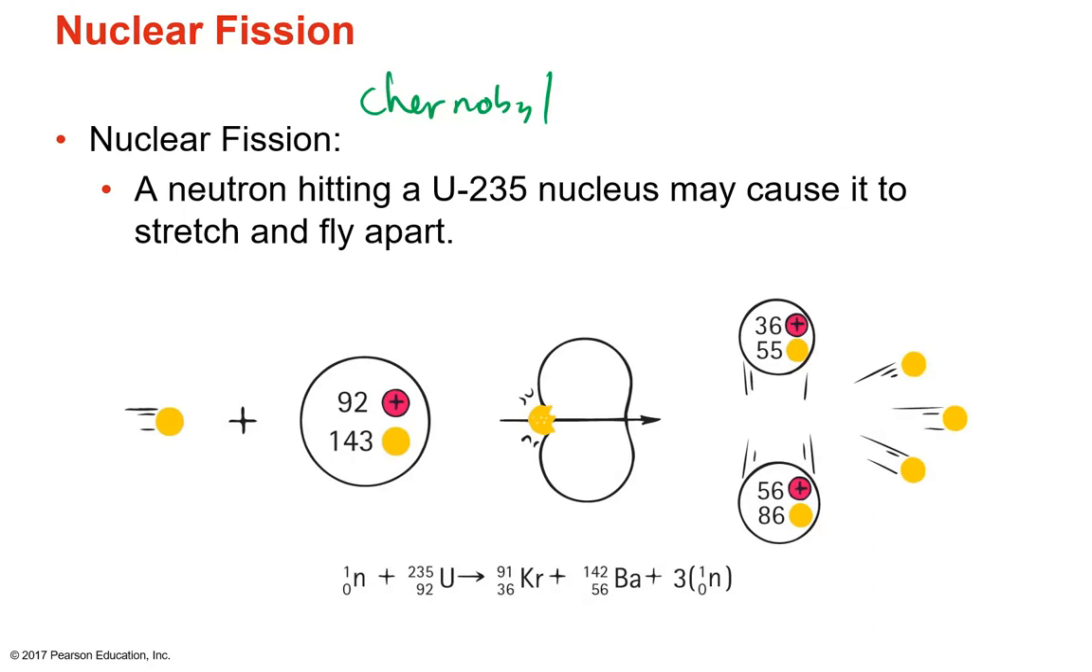Bombs. Has anyone been to Hiroshima or Nagasaki? Well, Hiroshima and Nagasaki were destroyed by nuclear fission bombs. So that was all nuclear fission.